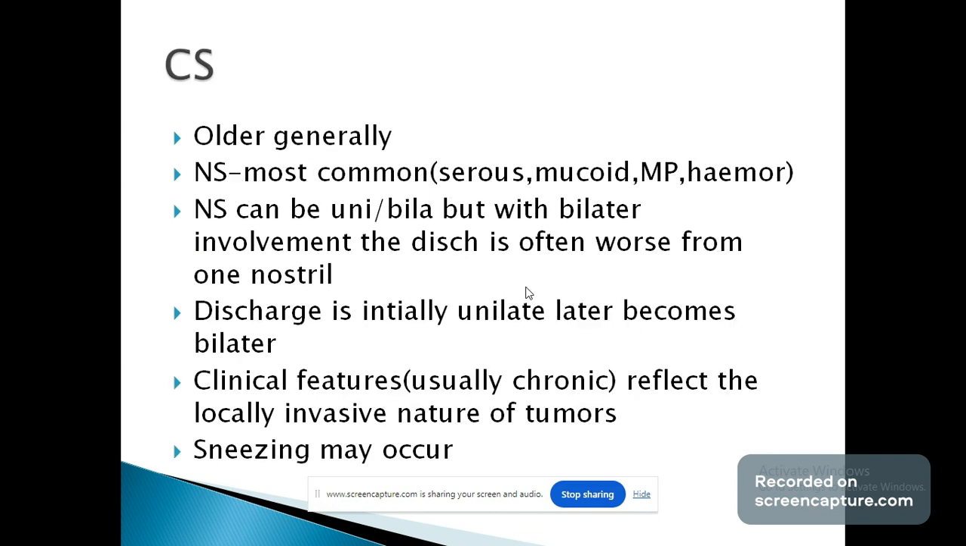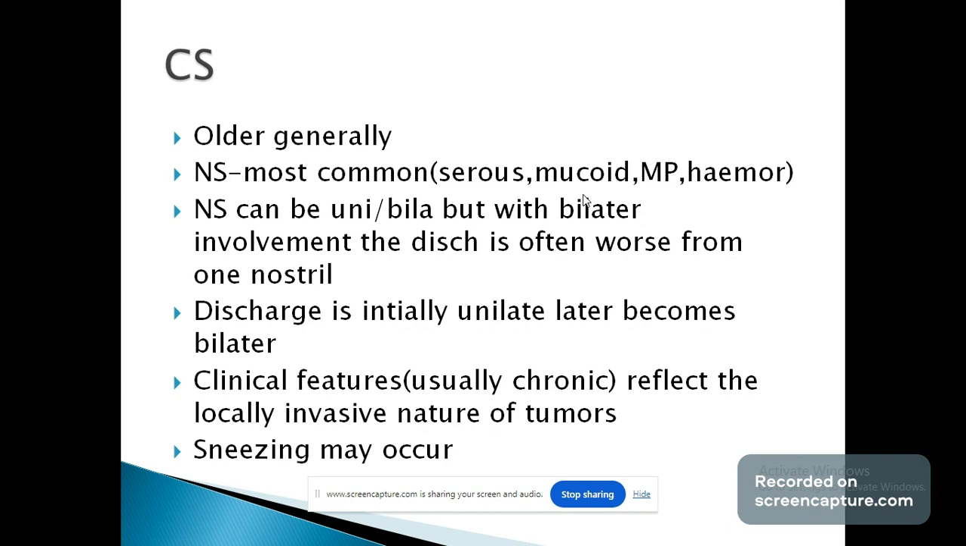Clinical signs of nasal tumor: tumors generally occur in older animals. Nasal discharge is the primary complaint in nasal tumors. Nasal discharge can be unilateral or bilateral, but if there is bilateral nasal discharge, it is often worse from one nostril. Initially, discharge is unilateral in case of nasal tumor, but later on it becomes bilateral when the septum gets destroyed.